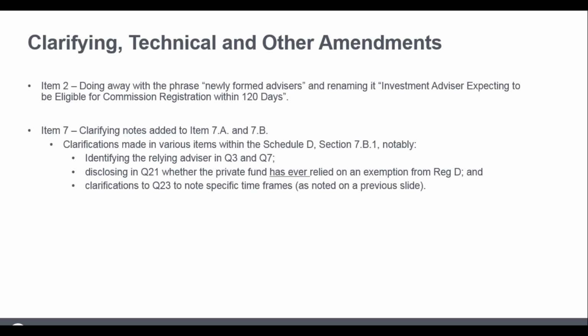In terms of item 7, they've made some more clarifying notes in 7A and 7B. Some notable changes to take note of for the 7B ones are you're now going to be required to identify the relying advisor in question 3 and question 7. And then in question 21, you're also going to need to look at whether the private fund has ever relied on an exemption from Reg D. The current wording of that item is whether that private fund is currently relying on exemption from Form D. From Reg D. So take note of that change.